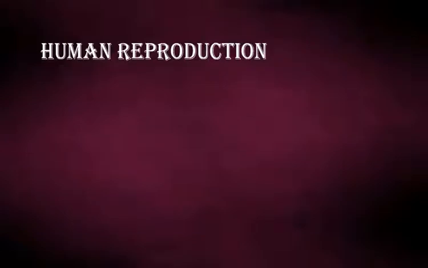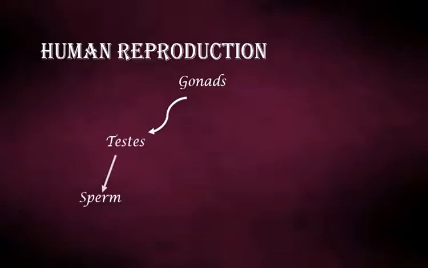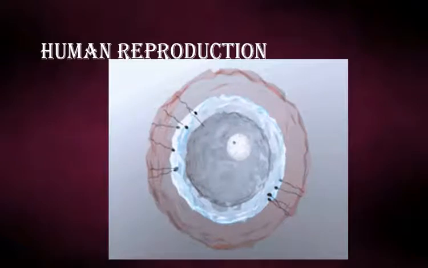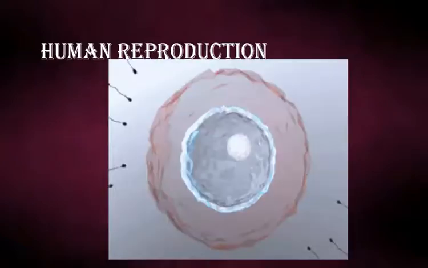Humans are unisexual. They have primary male or female sex organs, and these organs are known as gonads. Gonads produce gametes and also the sex hormones. The male gamete is the sperm, and the female gamete is produced from the ovary and is known as the ovum. Humans are viviparous and the fertilization is internal.